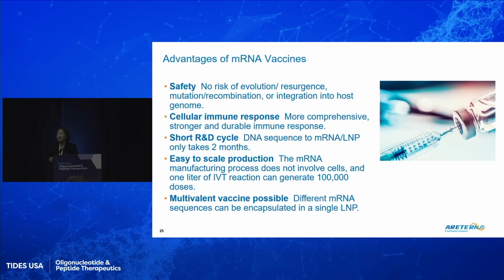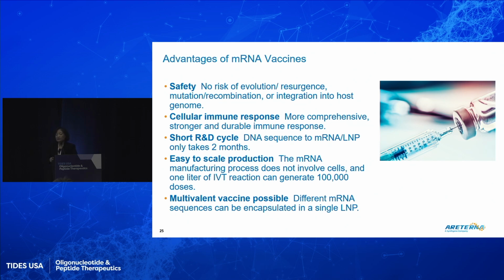So basically, the advantage of mRNA vaccines is that they're safe. There's no risk of genome integration because they're not dead virus or live attenuated virus. You don't have a risk of it recombining with actual live virus, giving you another strain. The mRNA vaccine also gives you cellular immunity in addition to antibody response. In our hands, it has a very short R&D cycle. From DNA sequence to vaccine, it only takes us 2 months.